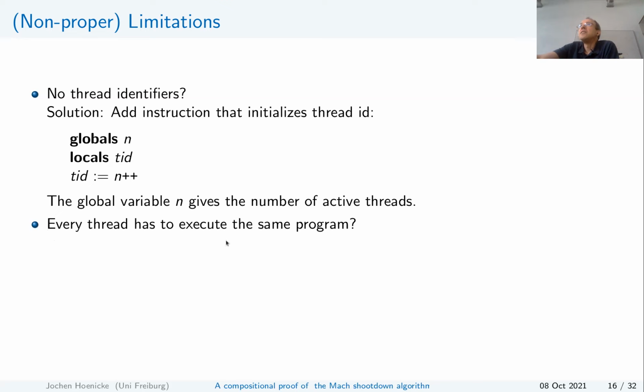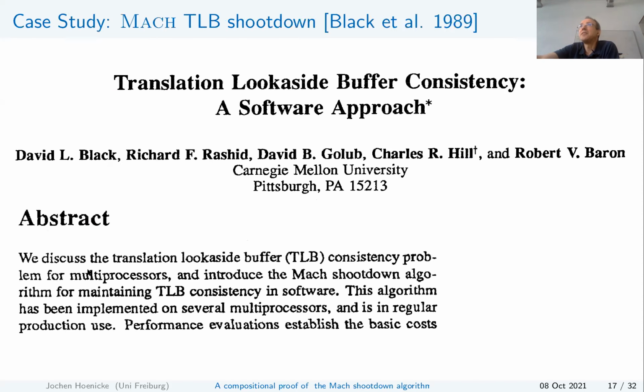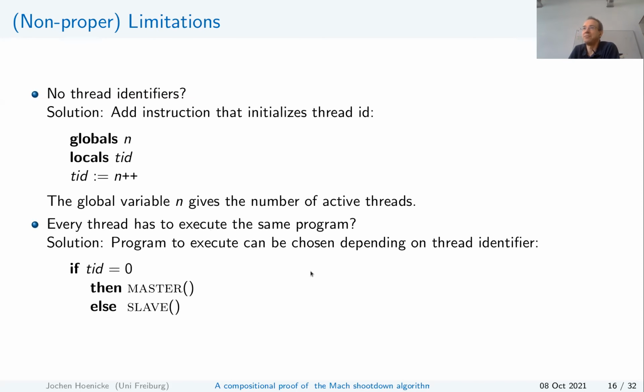The second limitation, that every thread has to execute the same program, can be worked around by using the thread IDs. If we want one master thread and several slave threads, we can use a program template like this, where if the thread ID is 0, we execute one thread. If the thread ID is different from 0, we execute another thread.